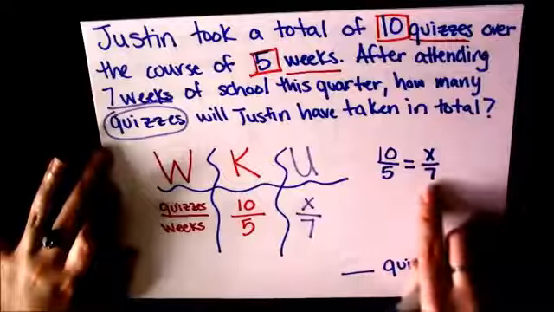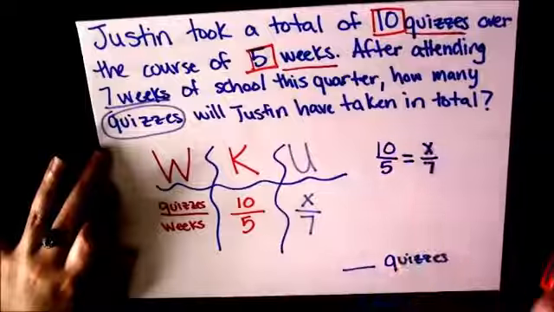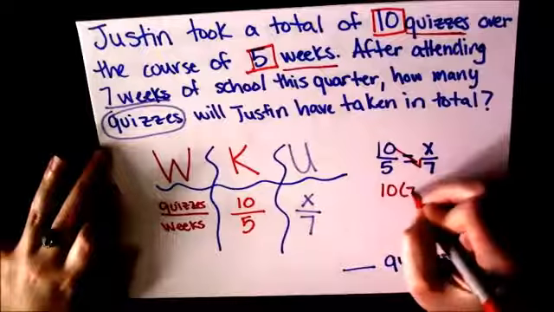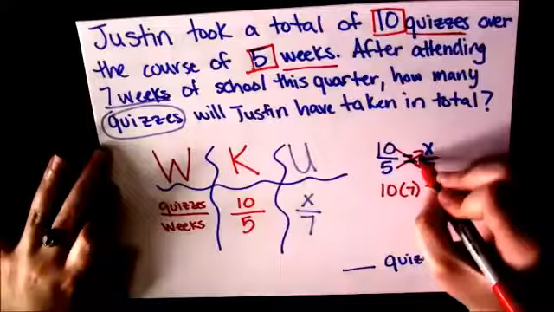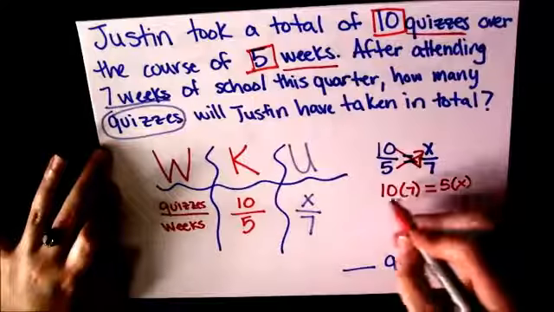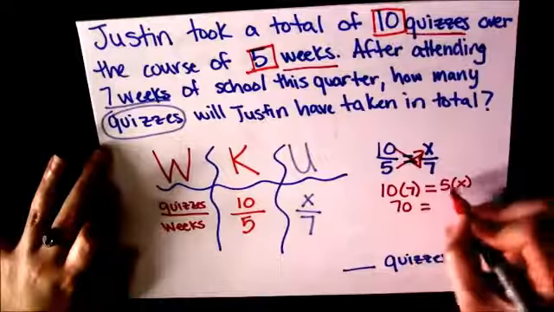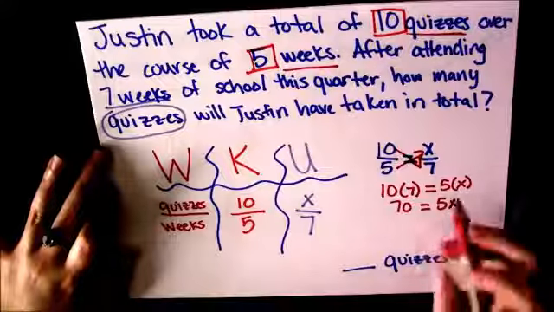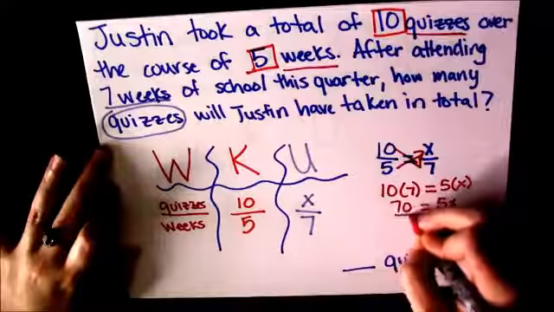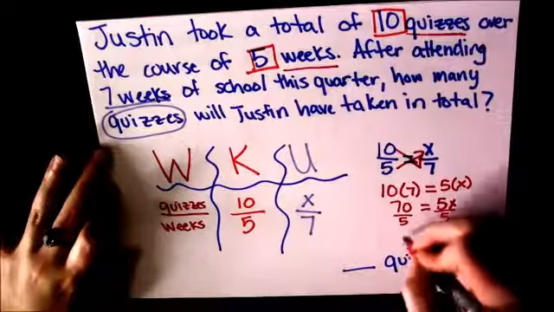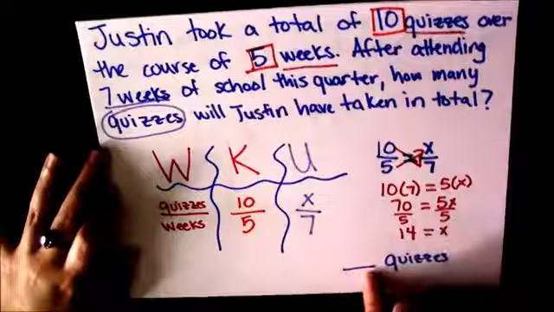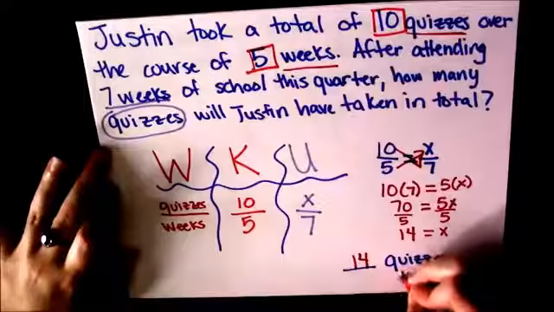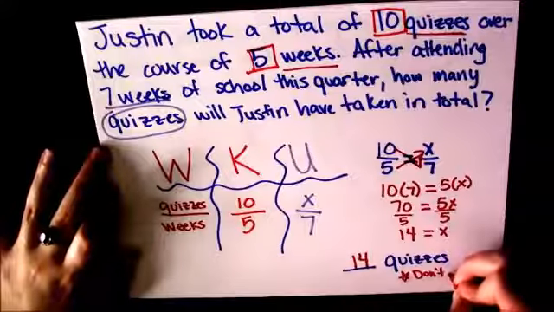And to solve a proportion, I have to cross multiply. So I do 10 times 7 equals 5 times x. 10 times 7 is 70 equals 5 times x is 5x. Now I still need to get x by itself to find out how many quizzes, so I divide both sides by 5 and x equals 14. So down here, Justin will have taken 14 quizzes. Please do not forget your units.